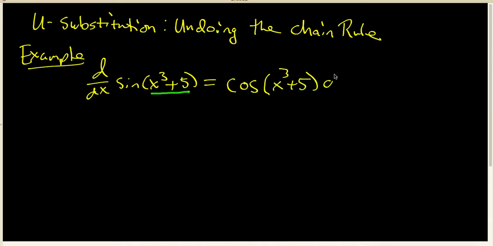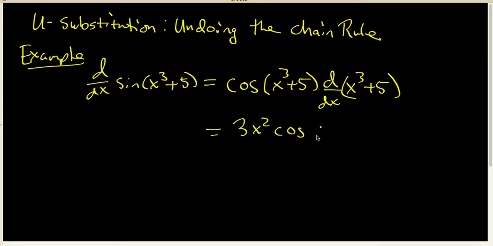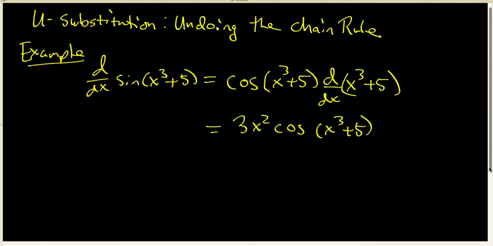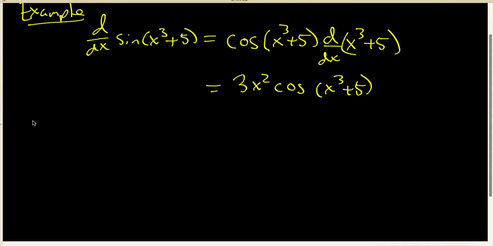And then we have to multiply by the derivative of the inside function. And so our final answer turns out to be 3x squared times the cosine of x cubed plus 5. Now what I want to do is turn this particular problem around into an integration problem, finding an antiderivative. Suppose I want the antiderivative of x squared times the cosine of x cubed plus 5 dx.